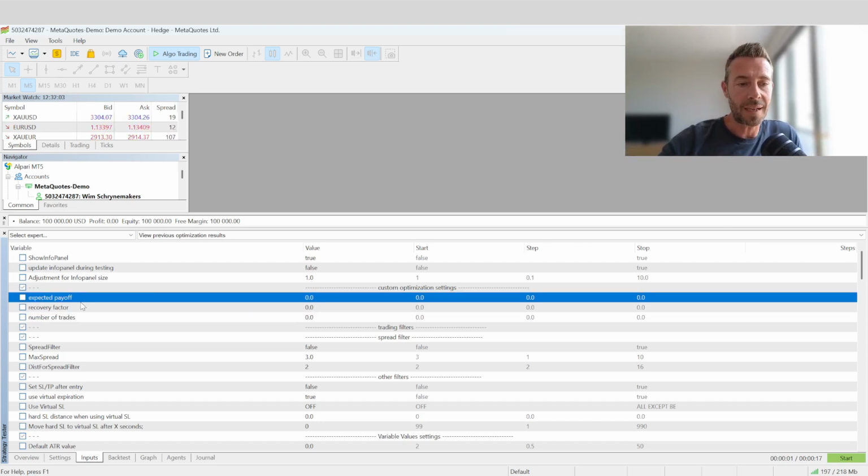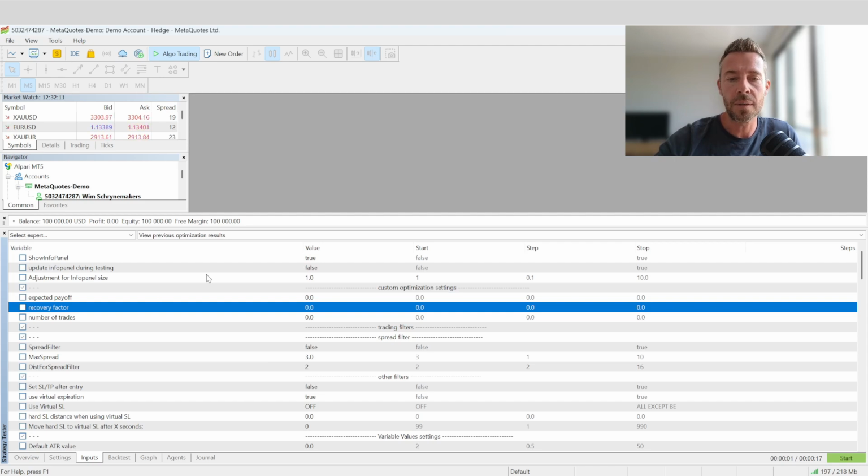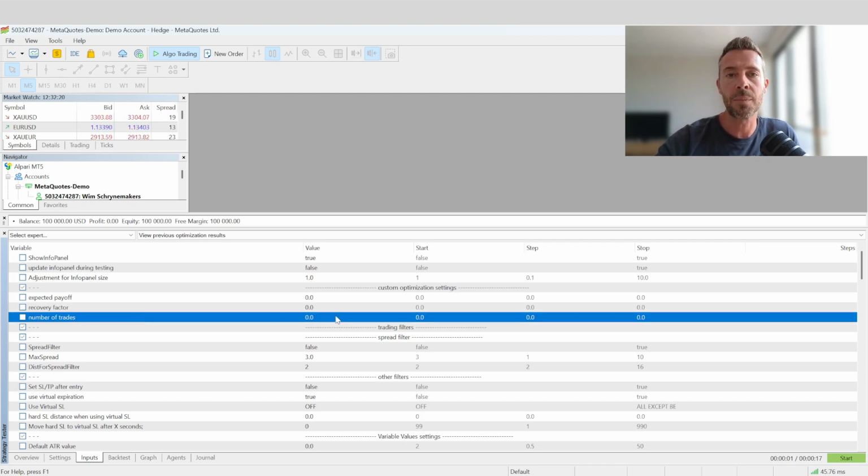So what exactly they mean, expected payoff means basically the average profit per trade. The recovery factor is like a risk-reward thing, so strategies with good risk-reward will be higher ranked than with bad risk-reward. And the number of trades, to me, is also important because we don't want to run an optimization and have strategies based on 50 trades. We need at least a couple hundred trades to make sure that it's not an over-optimization on those trades.